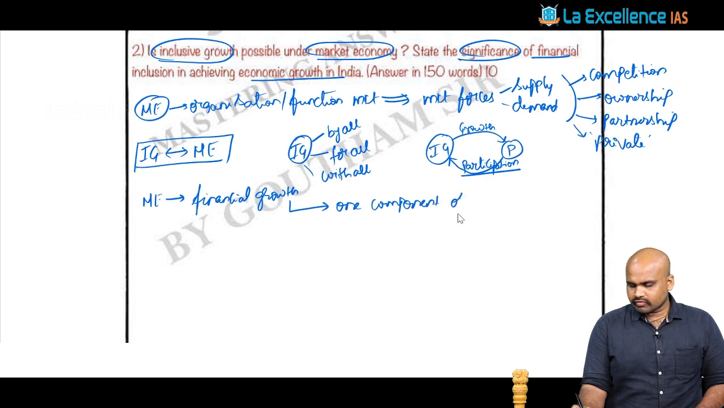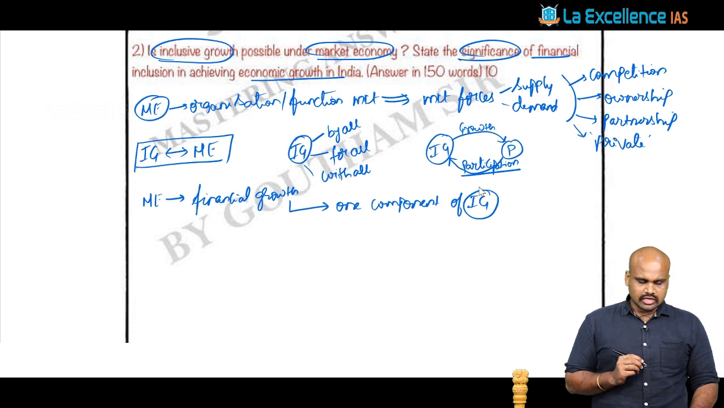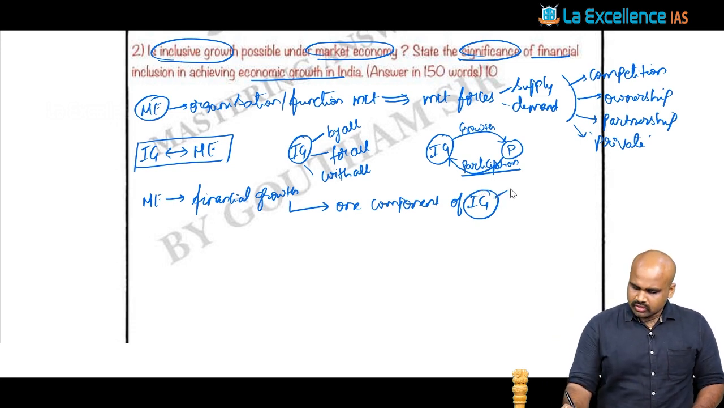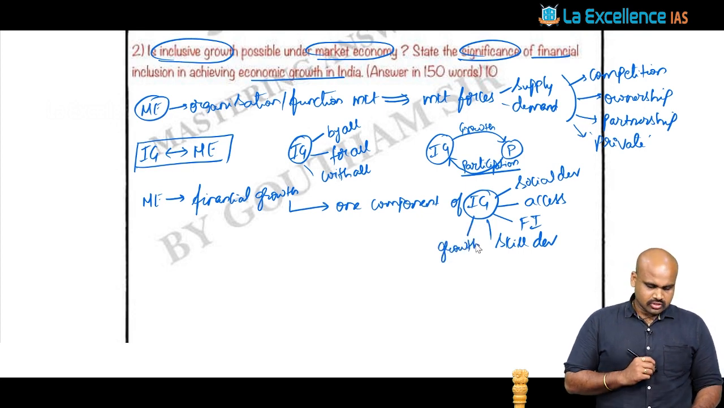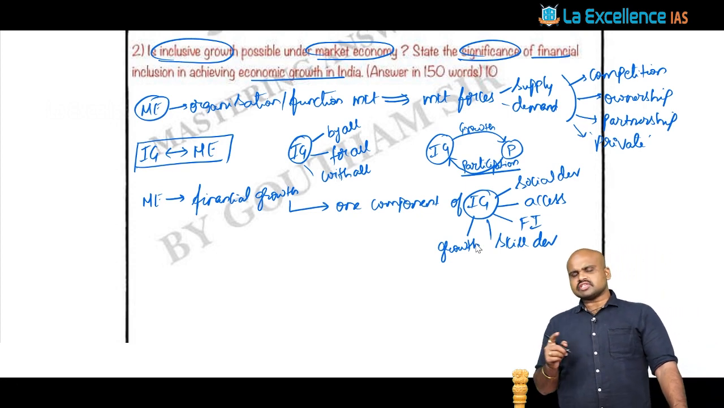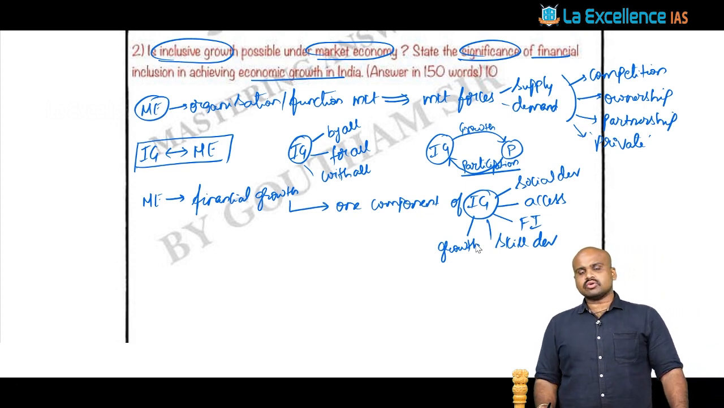Only one component of inclusive growth is met. As you know, any inclusive growth will include what? It will include social development. The elements will include access to essential services, financial inclusion, skill development, economic growth, and participation in the growth process. Right? All of these elements are included in inclusive growth.